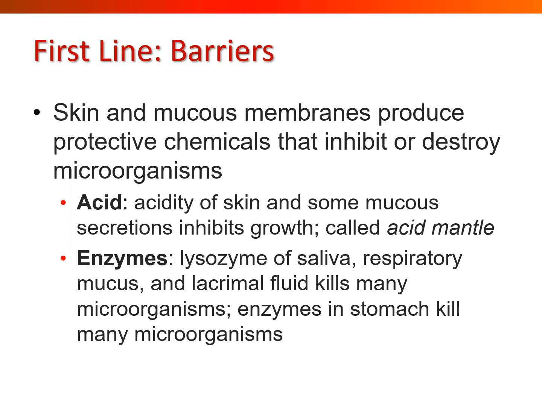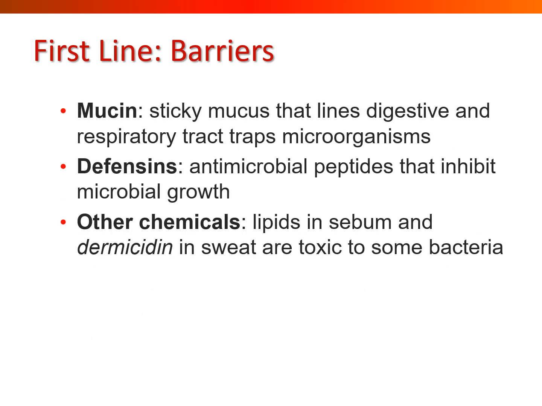So there's a lot going on with first line defenses as far as barriers and chemical warfare. We also have mucin, which is a sticky substance that is lining the digestive tract and the respiratory tract. It can actually trap microorganisms, and then they can be swept out of those passageways or swallowed and then make its way to more hostile environments.